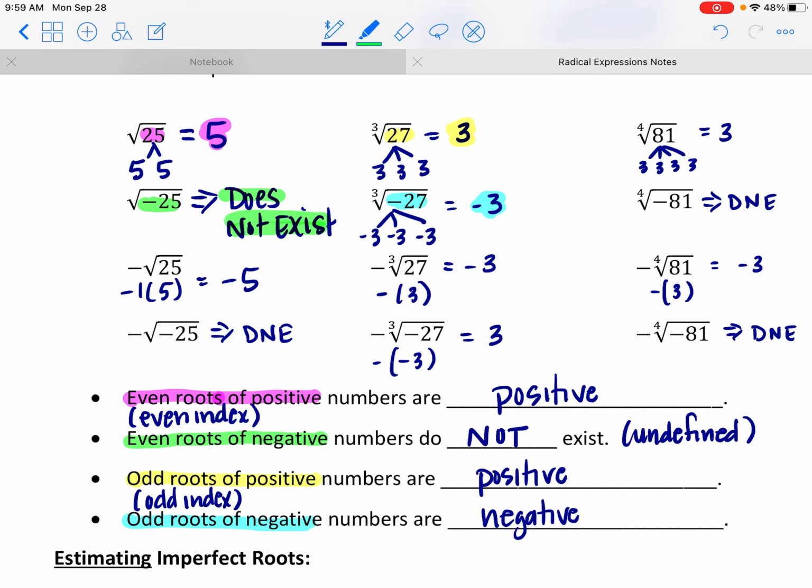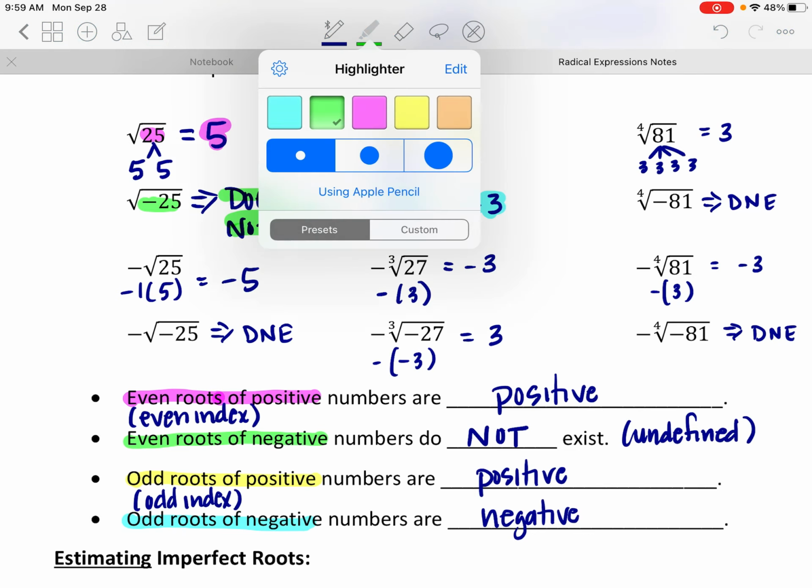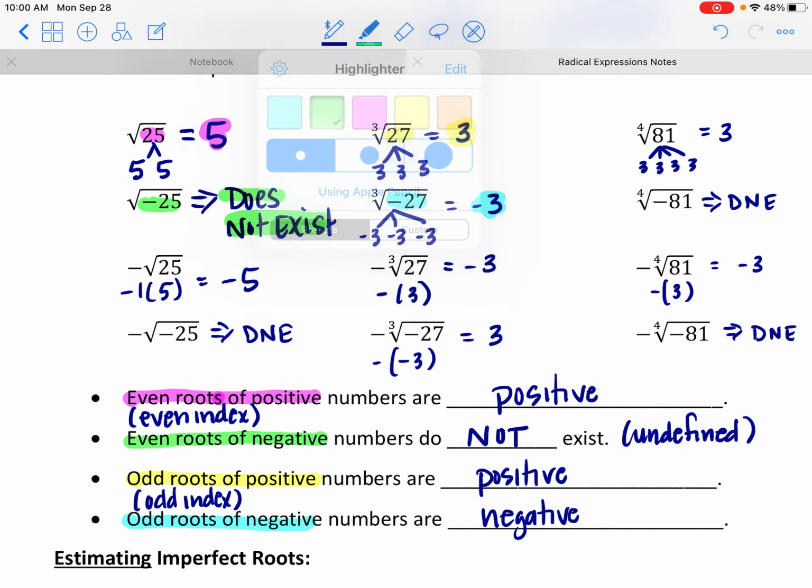Odd roots of positives are positive. Odd roots of negatives are negative. The only one that's weird is this guy right here. Even roots of negative numbers. They do not exist. This is the weirdo right here. Even roots of negatives, the only one you have to watch out for. But again, all of that can be confirmed with a calculator.